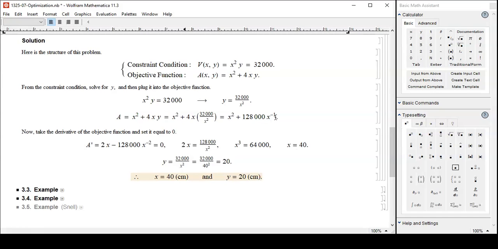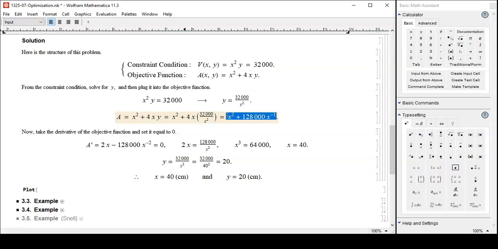Oh, by the way, one more thing. The moment you have the objective function straightened out, it's probably a good idea to plot it. Let's copy and paste this.